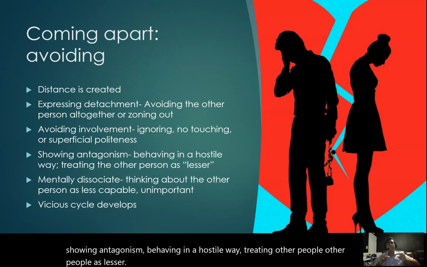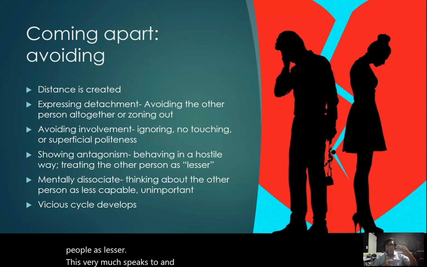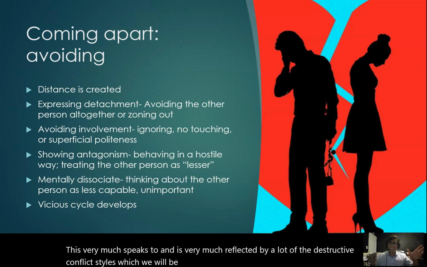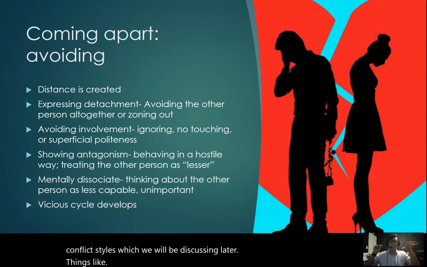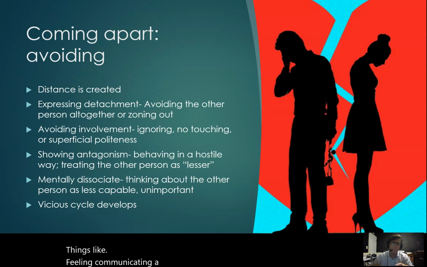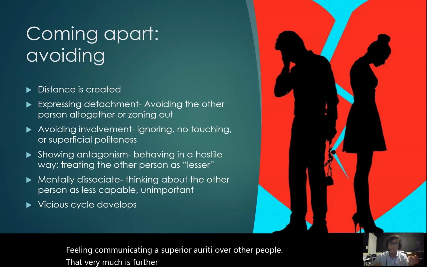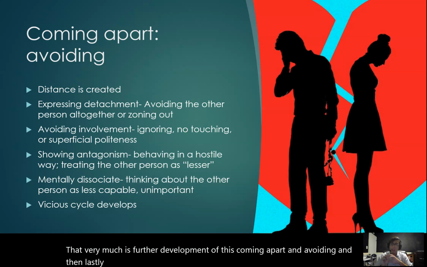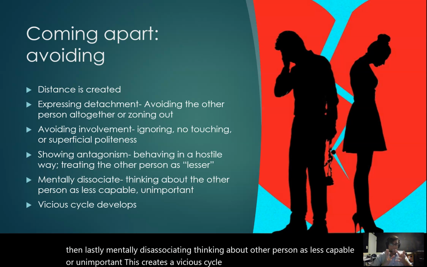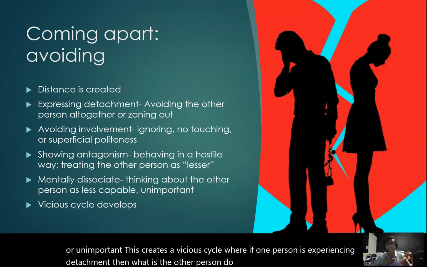This very much speaks to, and is reflected by, a lot of the destructive conflict styles, which we will be discussing later. Things like communicating a superiority over other people are a further development of this coming apart and avoiding. And lastly, mentally disassociating, thinking about the other person as less capable or unimportant. This creates a vicious cycle: if one person is experiencing detachment, what does the other person do? They probably reciprocate in kind.